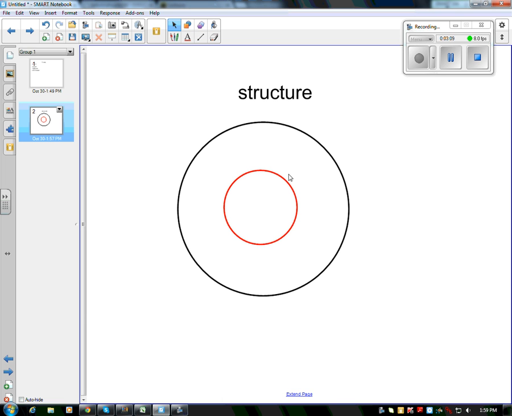All right. In the center of the nucleus are two things, protons and neutrons. Protons are positively charged particles. Neutrons are neutral. Neutrons, neutral. Makes sense, right? So you have positively charged particles, protons.